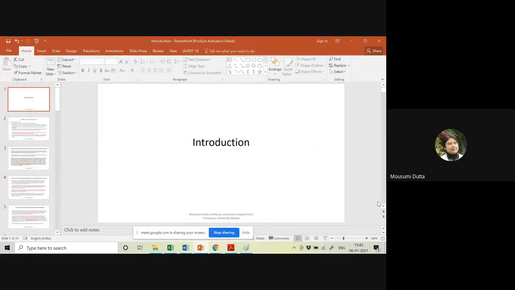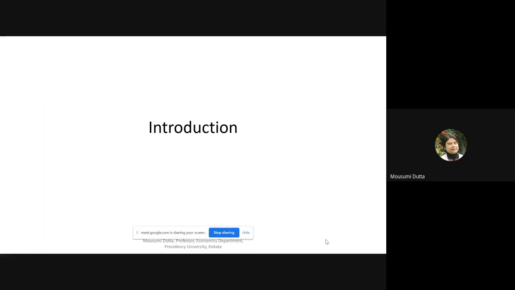So in the introduction, I'd like to tell you why we will go for this kind of econometric analysis. What is the purpose of econometric analysis? For this, the main reference is Stock and Watson. Already you have the book with you.